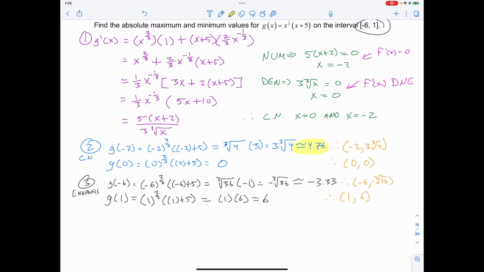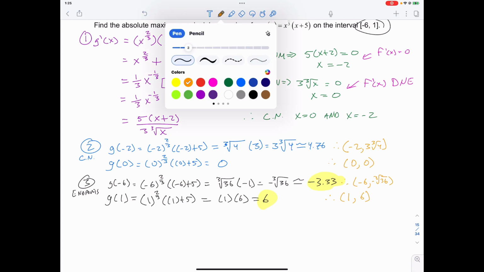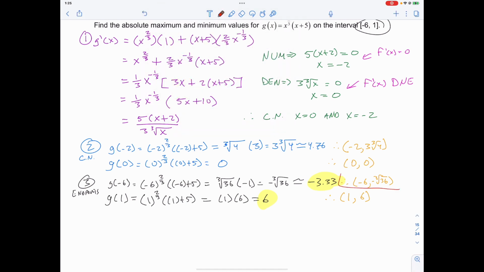When I'm looking for those absolute mins and absolute maxes, I'm going to look at the actual numbers or the approximations to help me with that. And the smallest number I see here of the 4.76, 0, -3.33, and 6 is going to be that -3.33. And the largest number is going to be the 6, which means that here I have my absolute minimum, and here I have my absolute maximum.